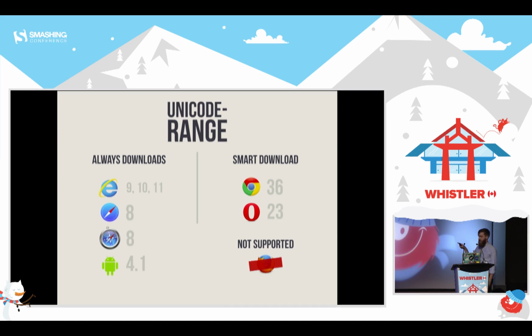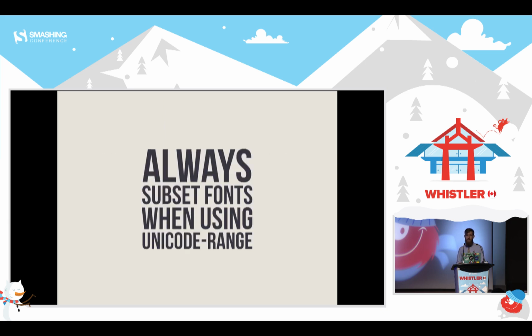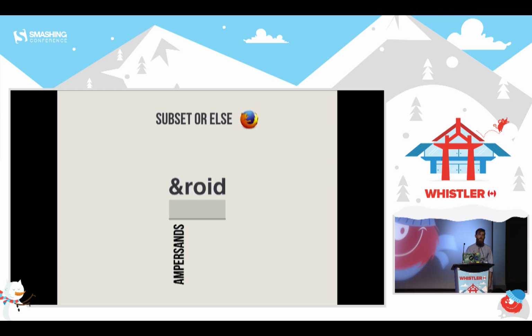And a really important thing down at the bottom right is that if you're using Firefox, it doesn't support Unicode range at all. So one thing to keep in mind is that you need to subset your fonts when you're using Unicode range. So inside your font file itself, you need to only have the ampersand character, or whatever characters you want to use in your example. Because if you don't do that, Firefox will actually apply all the glyphs inside the downloaded font to all your content. And that's probably not what you want.